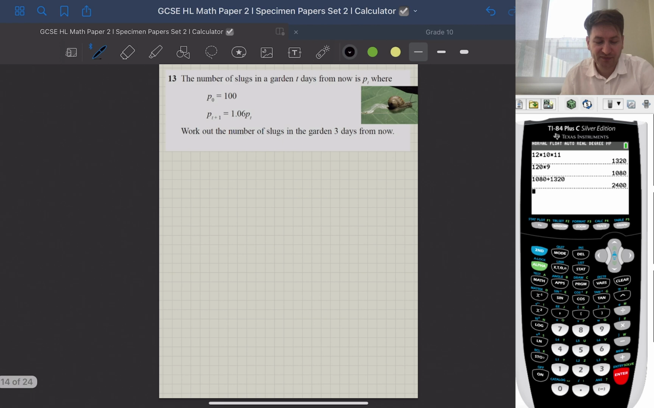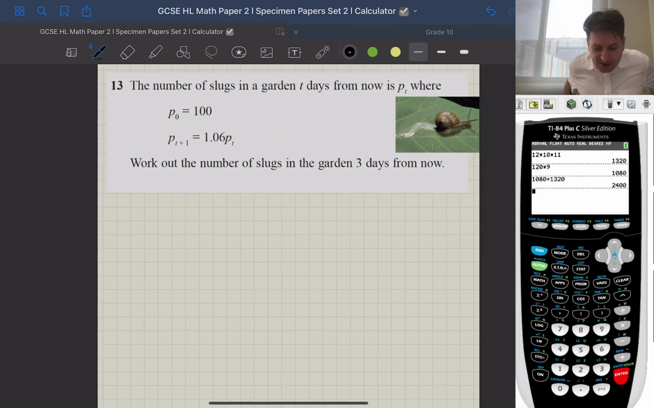Moving on. All right, so next question is about the slugs, disgusting little slugs in your garden. The number of slugs in the garden T days from now is P(T) where blah blah blah blah blah. Work out the number of slugs in the garden. All right, this just sounds difficult, but really what we are using is just a substitution here.